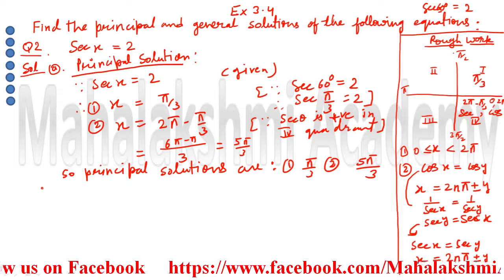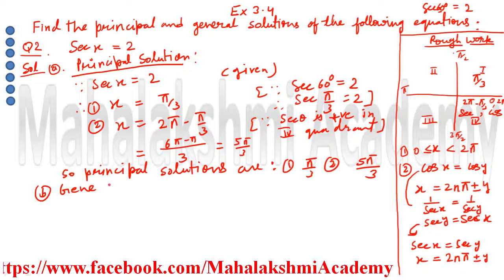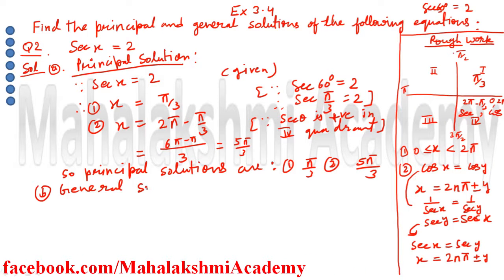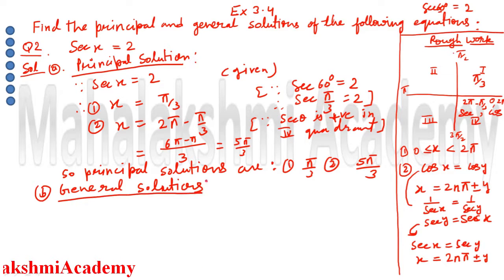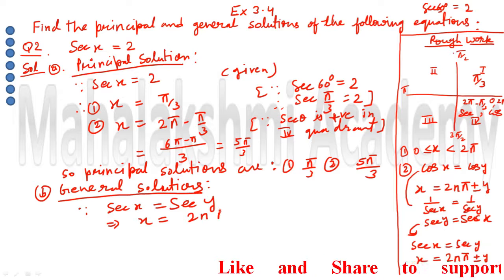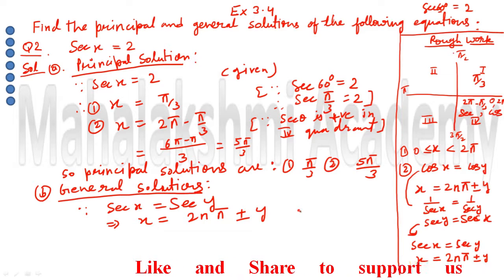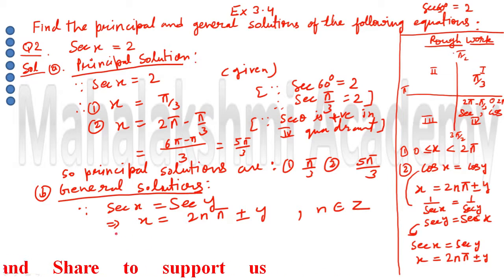Now we'll move to the B part of the question. We are going to find out the general solutions. So for the general solutions, direct answers we are going to write down. First we'll write the formula, which I already explained to you, that sec x is equal to sec y, which implies x is equal to 2n pi plus minus y, where n belongs to Z. Z means set of integers.